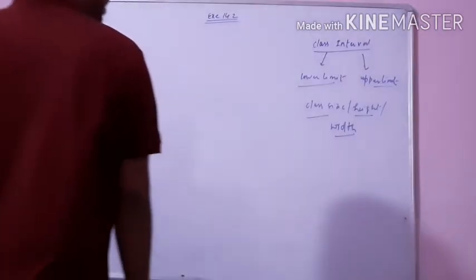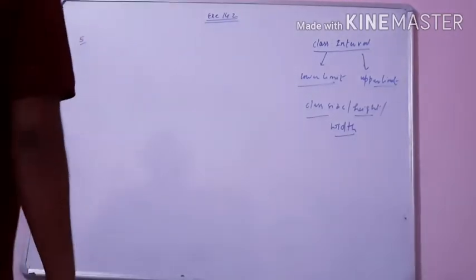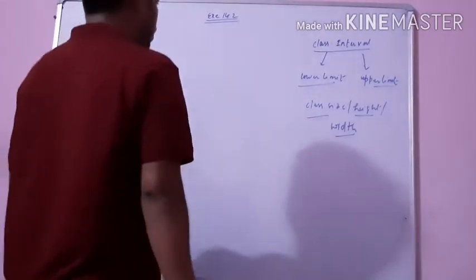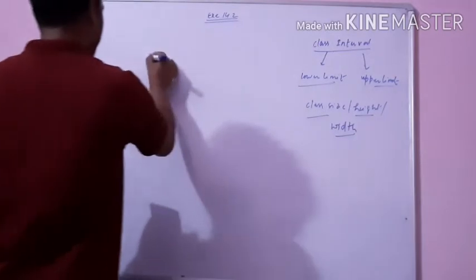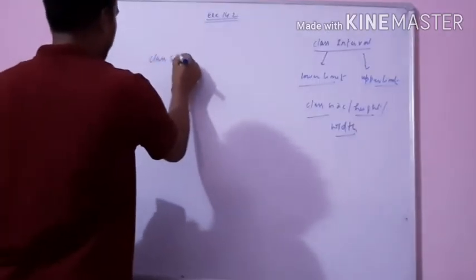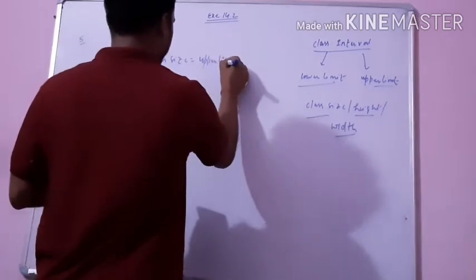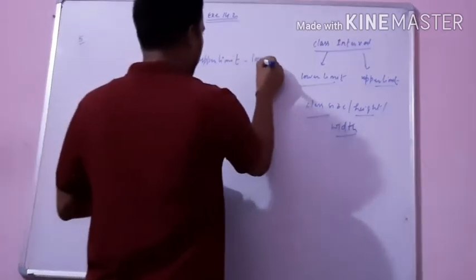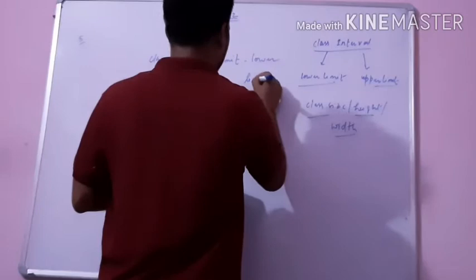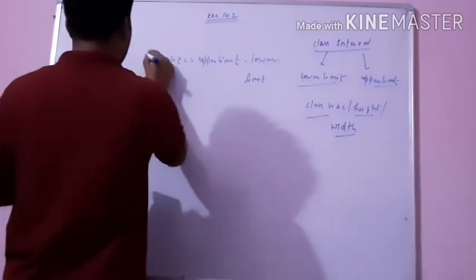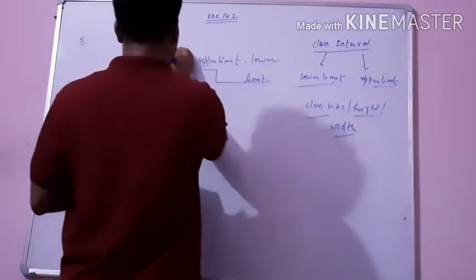What is the height of the class? Yeah, width of the class. So how will we find the class size? Class size will be given by upper limit minus lower limit. So you remember this thing. Now moving to question number 5.